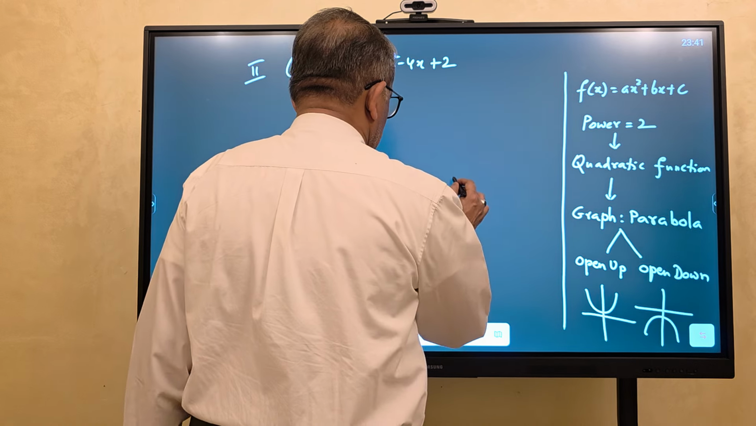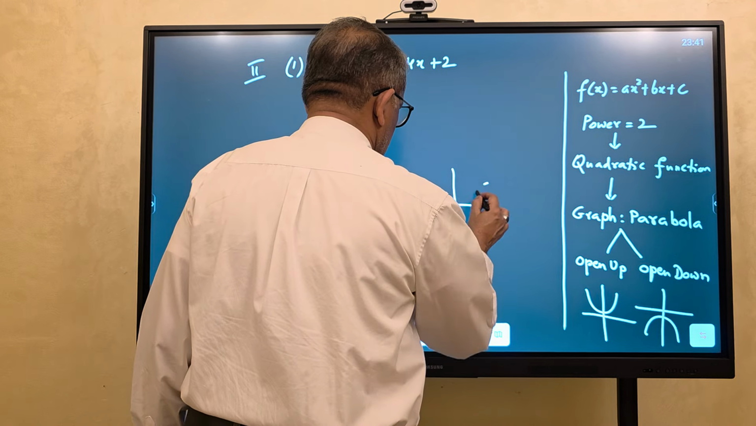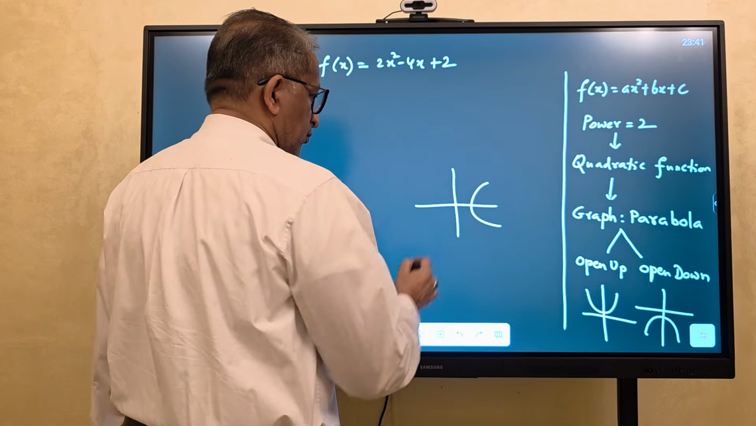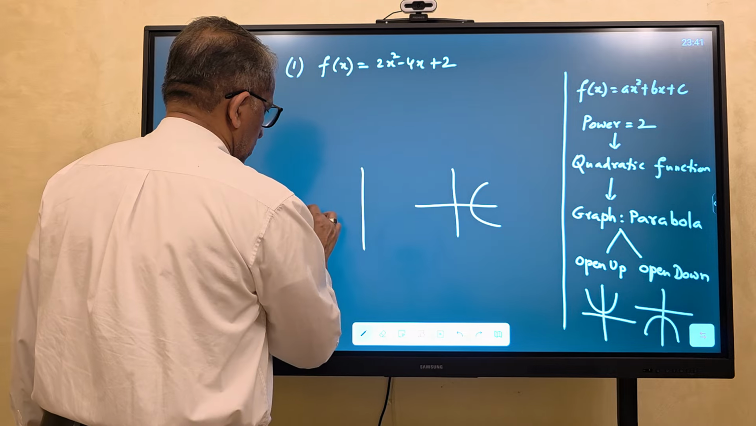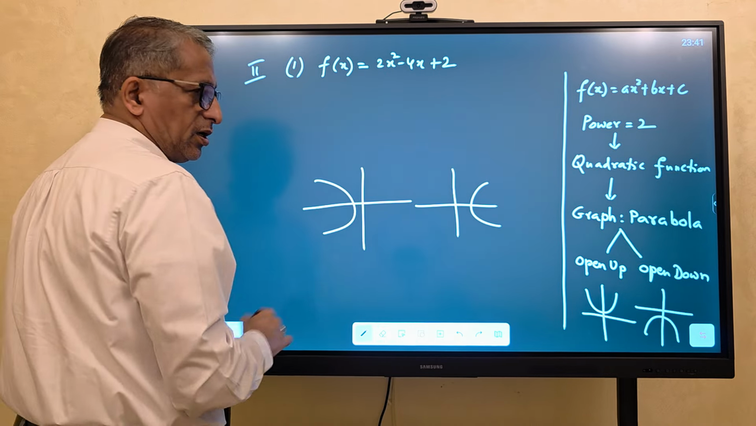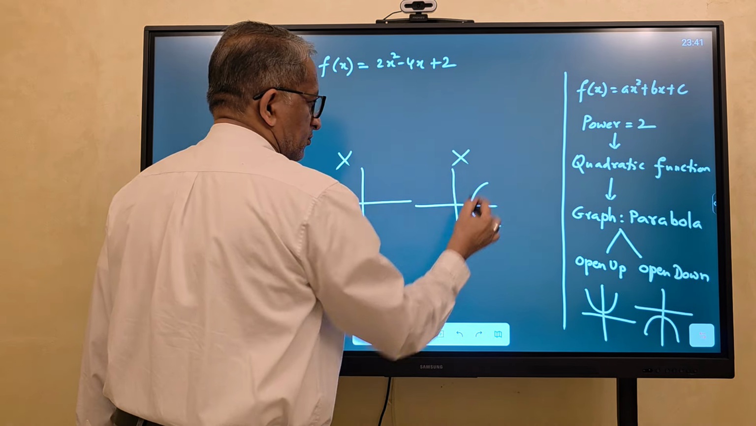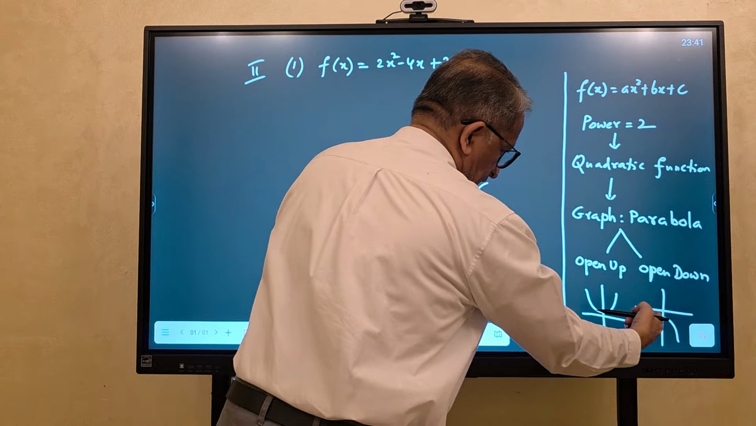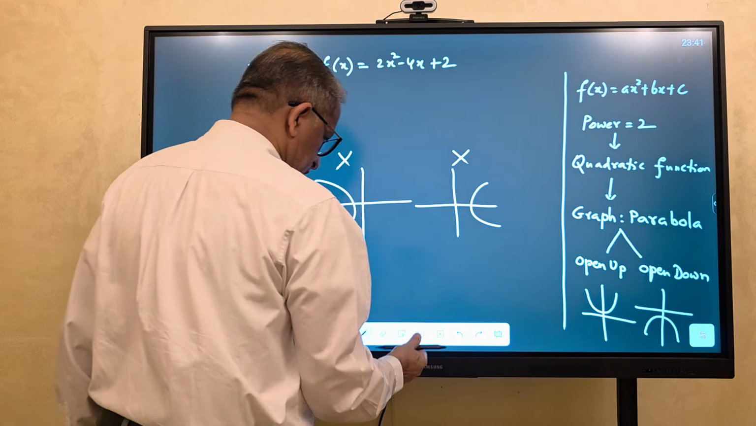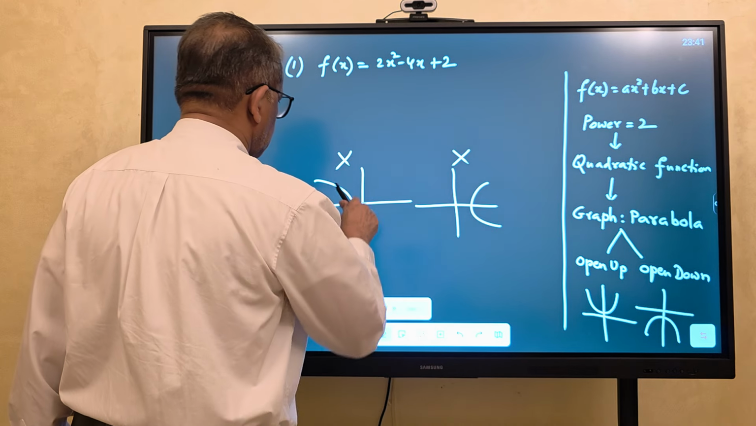Of course, this is also a parabola, which opens right. This is also a parabola, which opens left, but it is not a function. The only functions are these. Clear? So remember this.